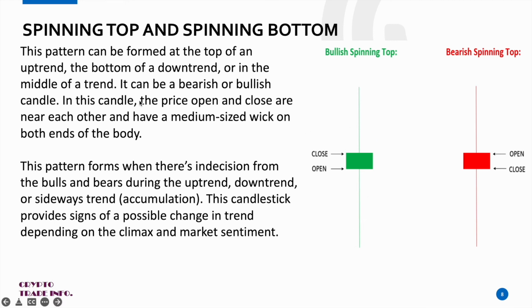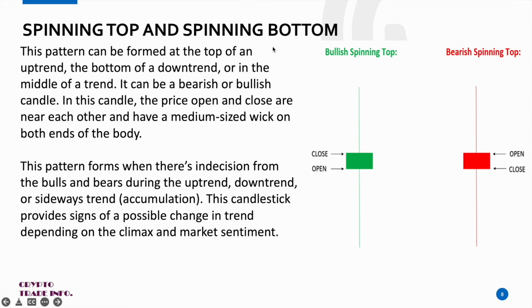This pattern forms when there is indecision from the bulls and bears during the uptrend, downtrend, or sideways trend. This candle provides a sign of possible change in trend depending on the climax and market sentiment. So considering other factors of the market, it signals a change in trend. When it's found on the up, there is a change in trend to the downside. When it's found on the down, there is a change in trend to the upside. So that's why a spinning top is likely a bearish signal.